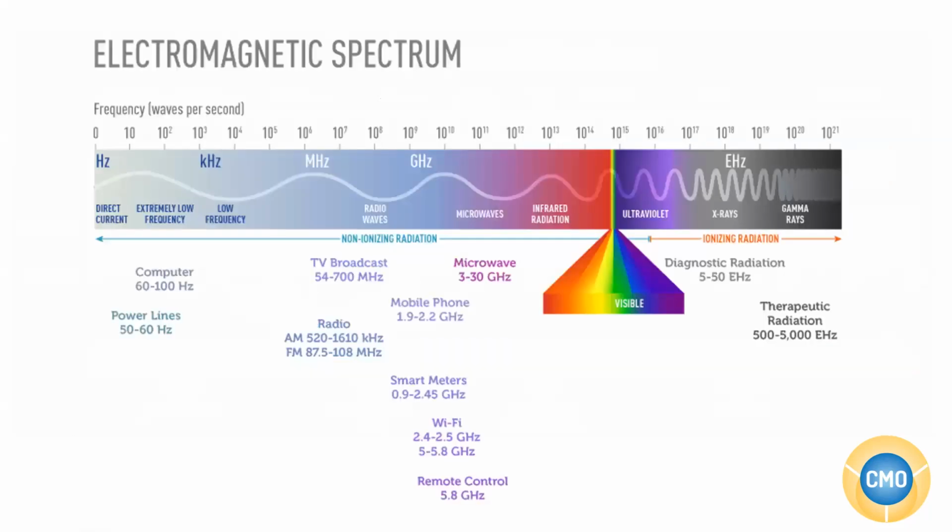So if we look at the electromagnetic spectrum a slightly different way, we've divided it into where we see telecommunications fitting in. So we've got computers down at 60 to 100 hertz, very similar to the power lines. And then we've got TV broadcasting here, radio, AM and FM. Then we've got mobile phones, smart meters, Wi-Fi, and remote controls for our TVs at just under 6 gigahertz. And then we've got microwave radiation here, which is 3 to 30 gigahertz.